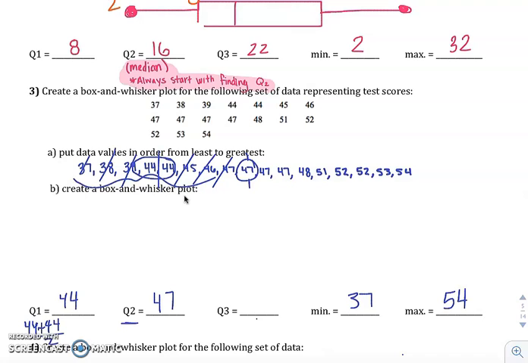So let's do the upper half. Find the median of that side. So either what is in the middle of 51 and 52, 51 and a half, or you can add them up and divide by 2. So you would get 103 divided by 2. So 51 and a half.